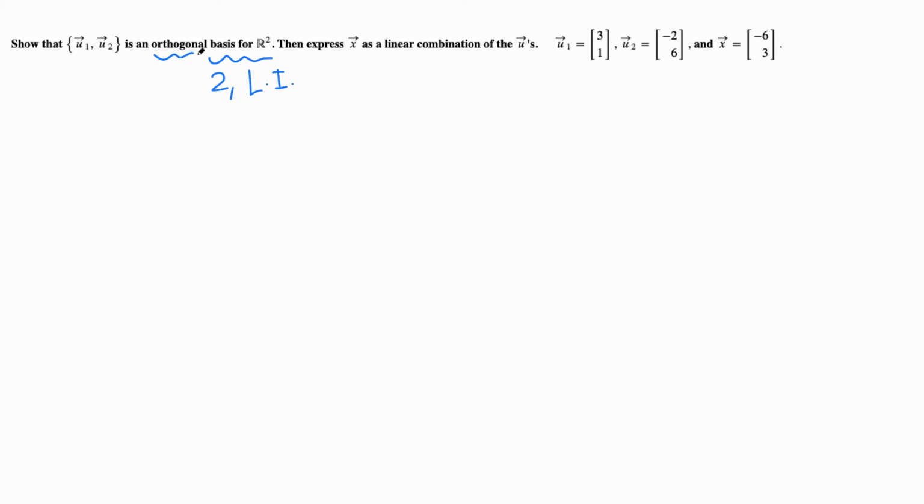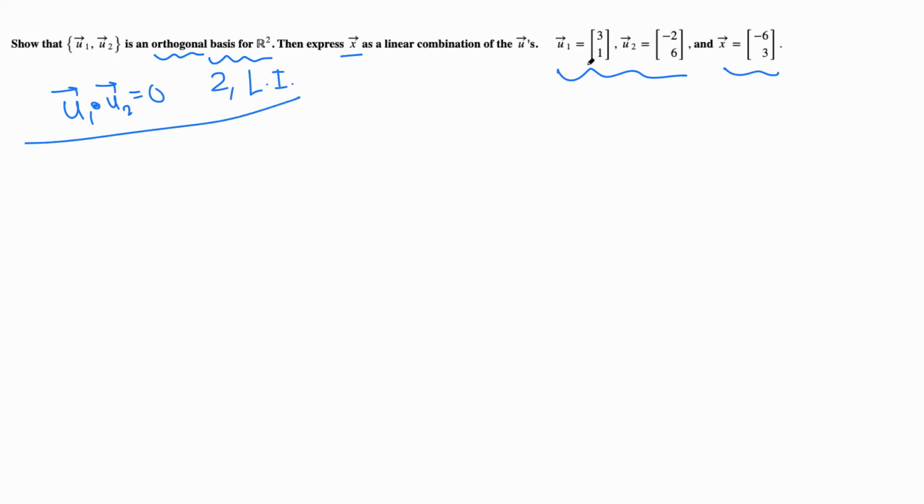And orthogonal means their inner product, which is the same as the dot product of u1 and u2, should be 0. Okay, let's check that. After we show that, we express vector x, which is given here, as a linear combination of the u's. So we have u1 and u2.